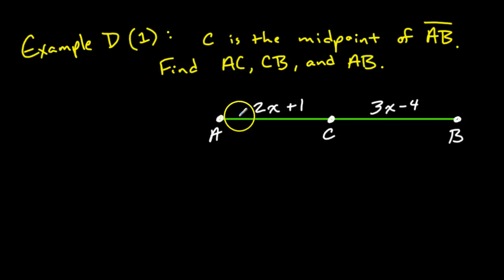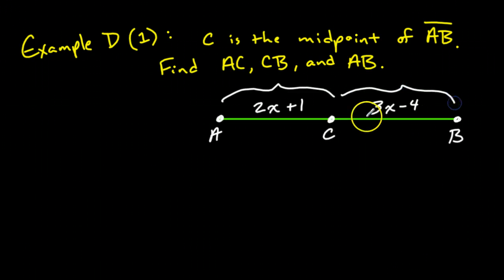All right, C is the midpoint of AB. We see C, it's directly in the middle. We need to use that somehow to find the length of AC, the length of CB, and the length of AB. So we know AC here is 2x plus 1. Okay, and we know that that has to be equal to CB because C was the midpoint, right? If AC was like 12 inches long, CB would also have to be 12 inches long. So we know that AC is equal to CB. We're going to go ahead and write that over to the side.